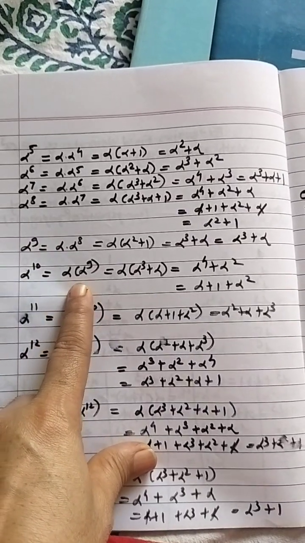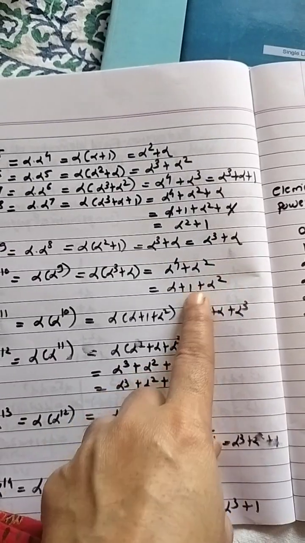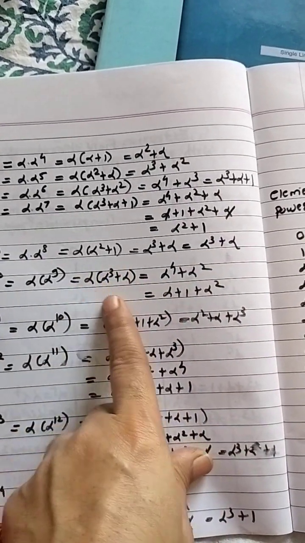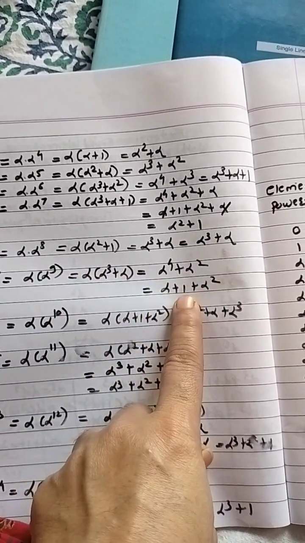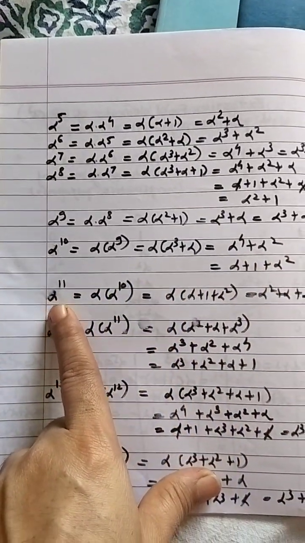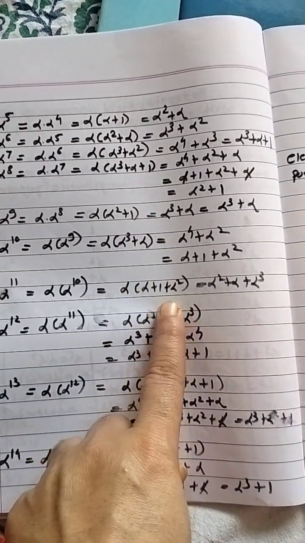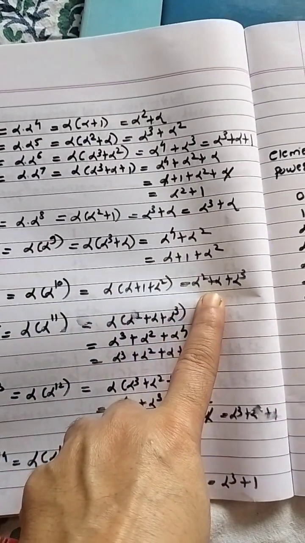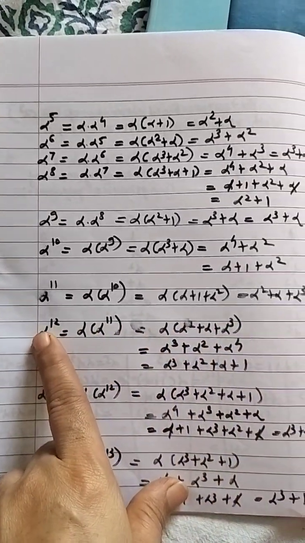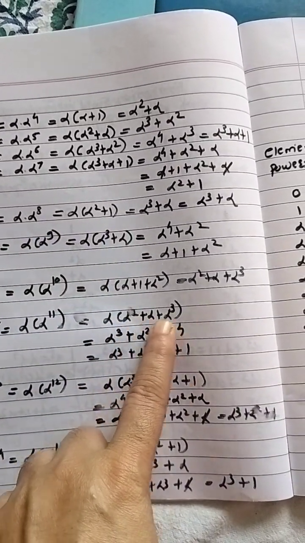Alpha raised to 10 is alpha into alpha raised to 9, alpha cube plus alpha raised to 4 plus alpha square. That is equal to alpha raised to 4 is alpha plus 1, plus alpha square. So alpha square plus alpha plus 1. Alpha raised to 11 is alpha into alpha raised to 10, that is equal to alpha plus 1 plus alpha square, that is equal to alpha square plus alpha cube. Alpha raised to 12 is alpha into alpha raised to 11, that is equal to alpha square plus alpha cube.